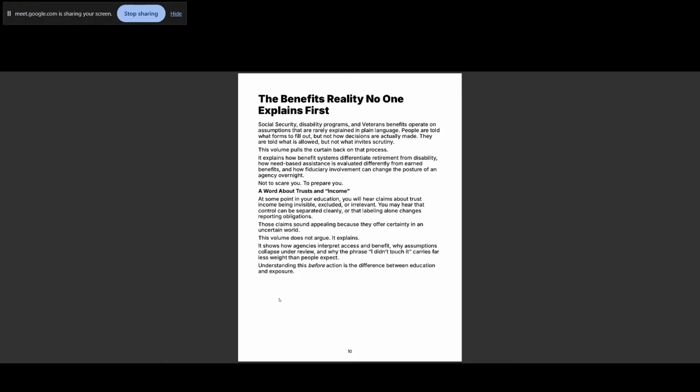A word about trusts and income. At some point in your education, you will hear claims about trust income being invisible, excluded, or irrelevant. You may hear that control can be separated cleanly, or that labeling alone changes reporting obligations. Those claims sound appealing because they offer certainty in an uncertain world. This volume does not argue, it explains. It shows how agencies interpret access and benefit, why assumptions collapse under review, and why the phrase, "I didn't touch it," carries far less weight than people expect. Understanding this before action is the difference between education and exposure.